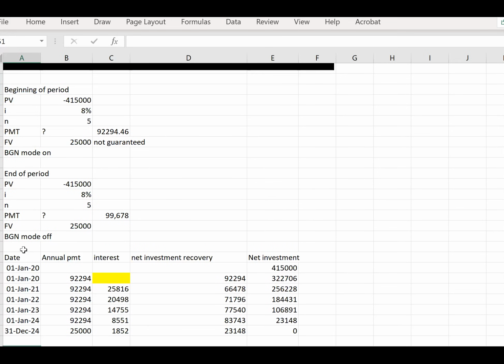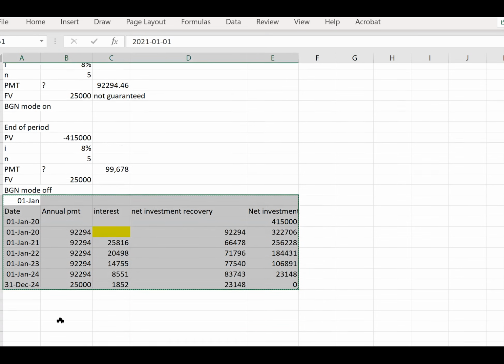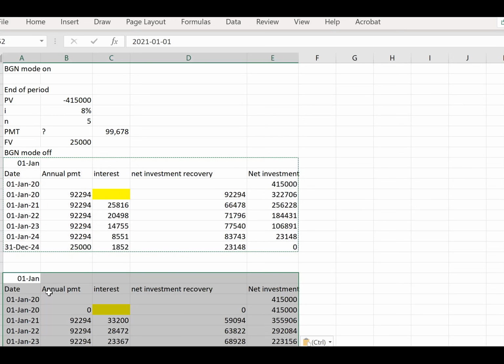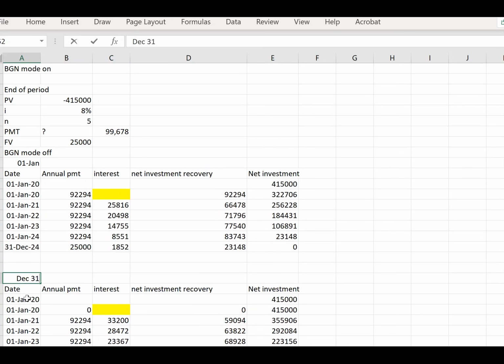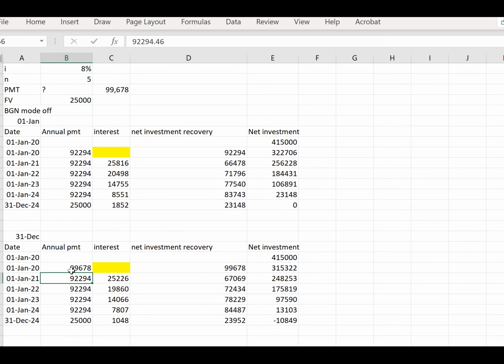So here we've done this is January 1st. And if we do December 31st, we are going to have the exact same schedule. But what's going to change is December 31st. So our lease payment's going to change because our lease payments here were 99,678. So we can copy that number down here.